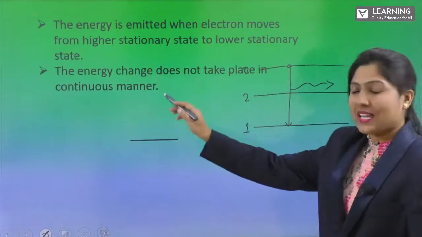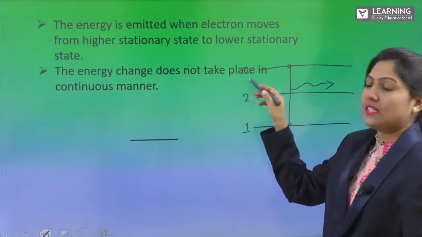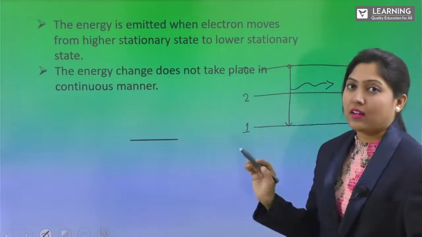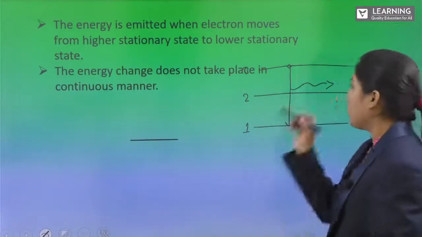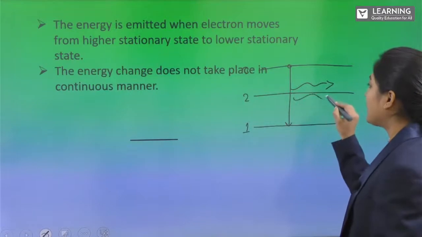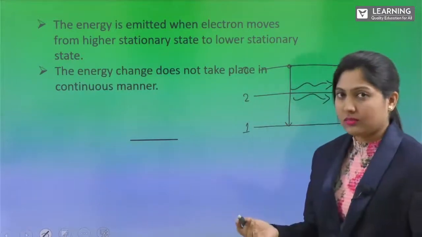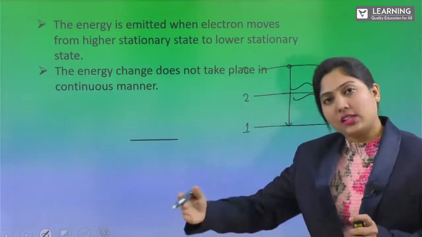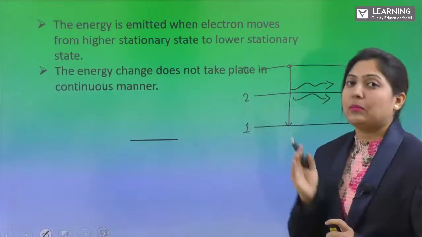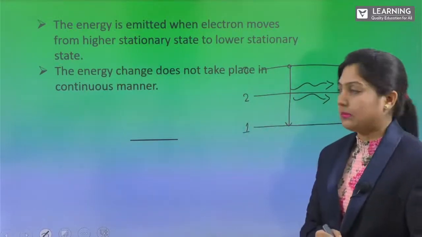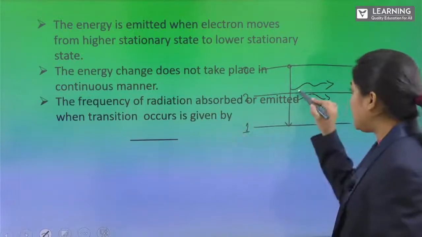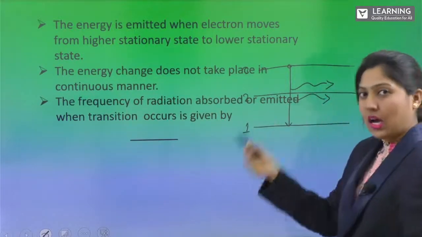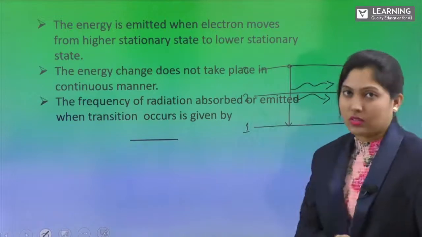The energy change does not take place in a continuous manner. As I've already told you about electromagnetic radiations, the radiation or energy which is emitted will not be in a continuous manner. Instead, it will be in a line spectrum. The frequency of radiation, that means the energy which is being given out, has a certain frequency.